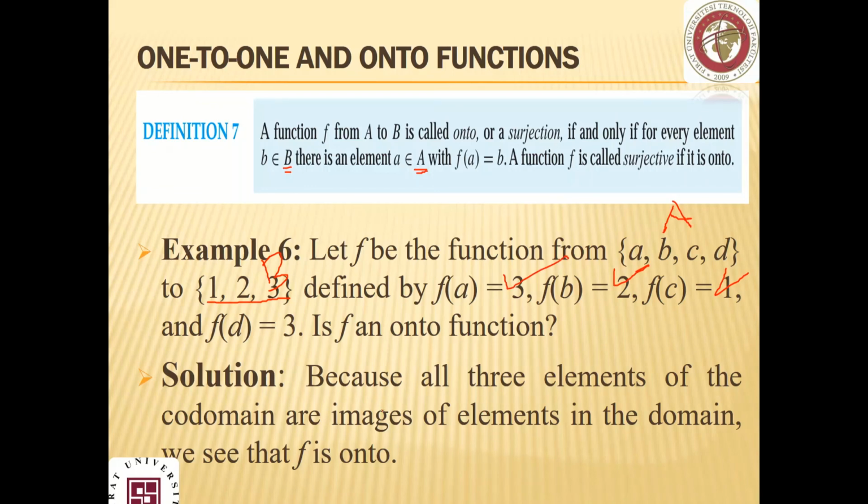But let's say if we say f of A equals 3, f of B equals 3, f of C equals 1, then we haven't consumed them. That means it's not onto.